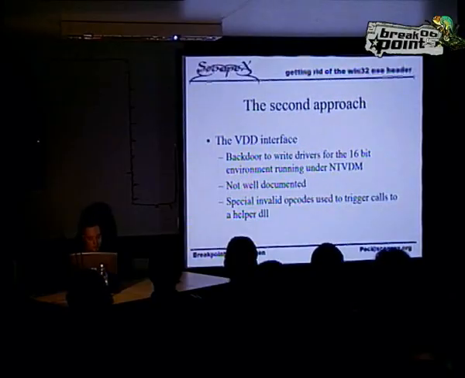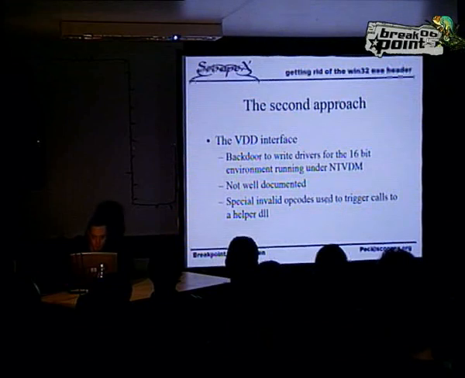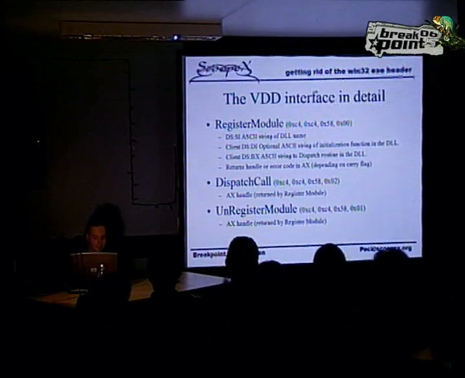Unluckily, this is not well documented, especially in the current documentation. So it took me a time to get an old NT 4 point whatever DDK, and there it is really well documented. So with that I could work. And well, the basic idea behind that is that there are special invalid opcodes which are interpreted by this virtual machine to trigger calls to a Windows DLL. So this is the interface we are interested in detail.